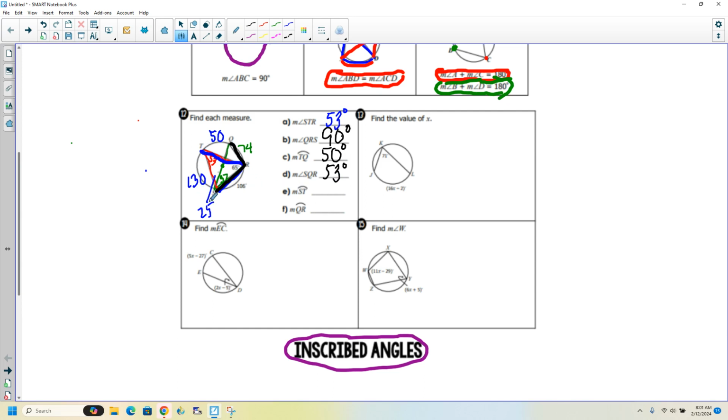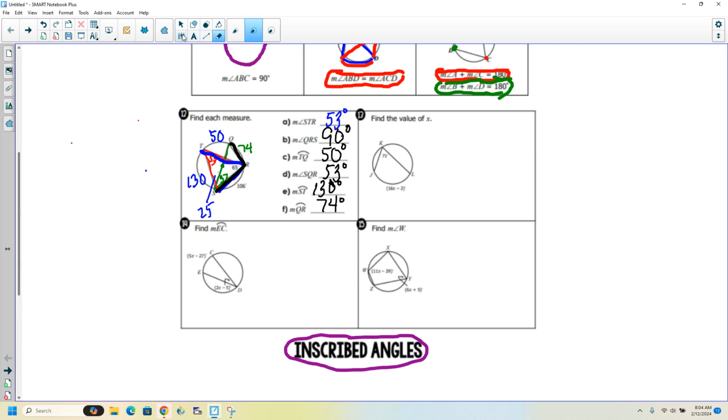ST, the arc, is 130. We have that on our diagram. That's a 0, not a 6. And QR, 74 degrees. Covered everything they want. All right, next up, problem number 13.